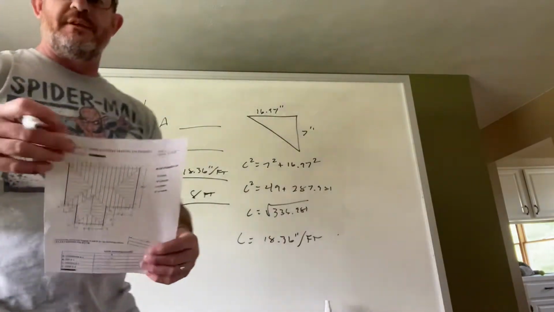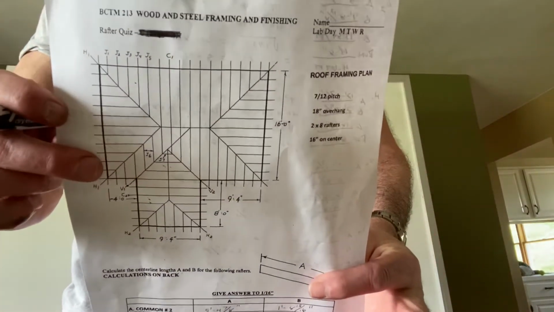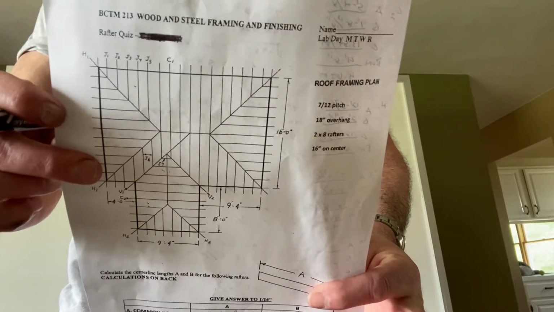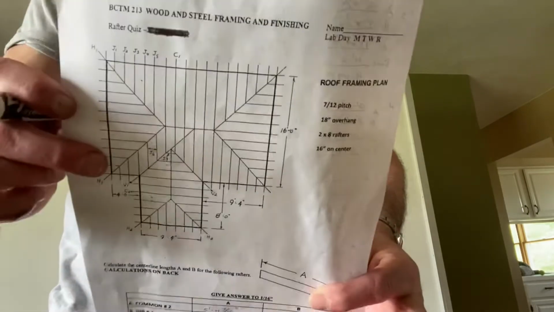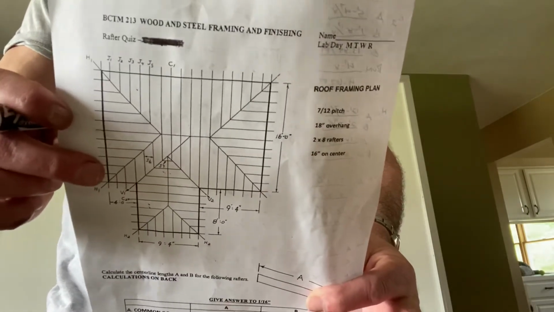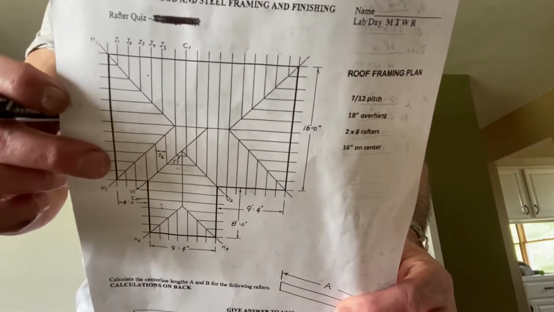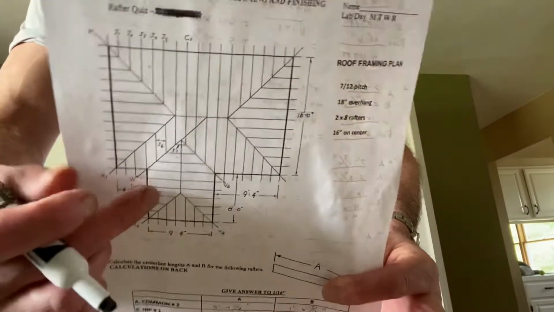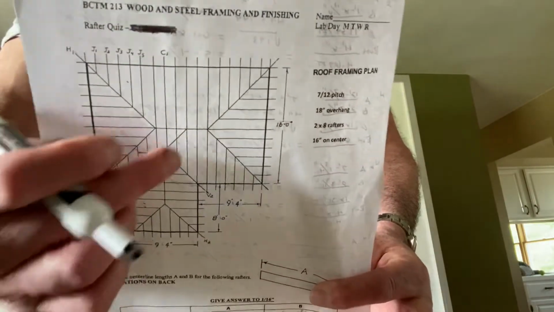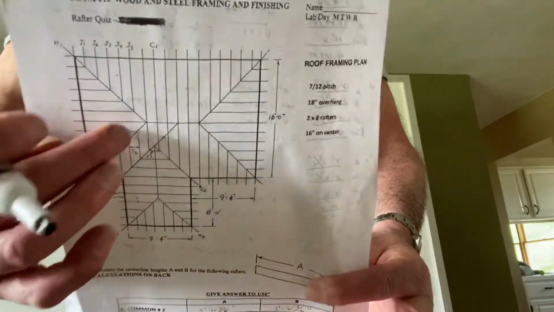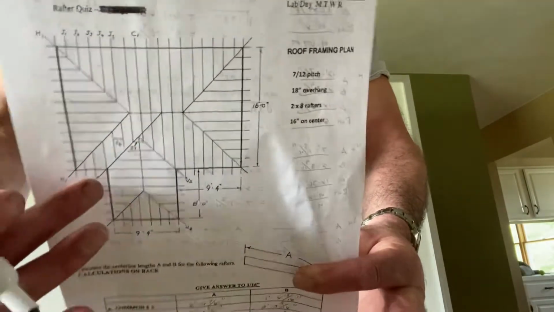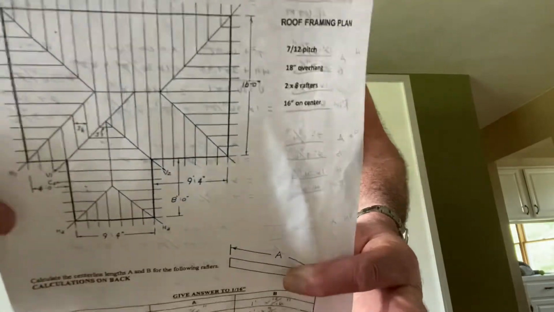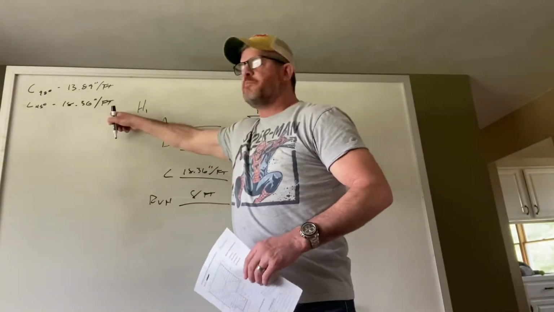So now I can simply say, if I'm talking about a jack, I know my C is going to be 13.89. If I'm talking about a common, I know my C is going to be 13.89. If I'm talking about a hip, I know my C is going to be 18.36. If I'm talking about a valley, I know my C is going to be 18.36. And it doesn't matter which hip or valley it is. Anything that's hitting my top plate at 45 degrees, my C is going to be 18.36.